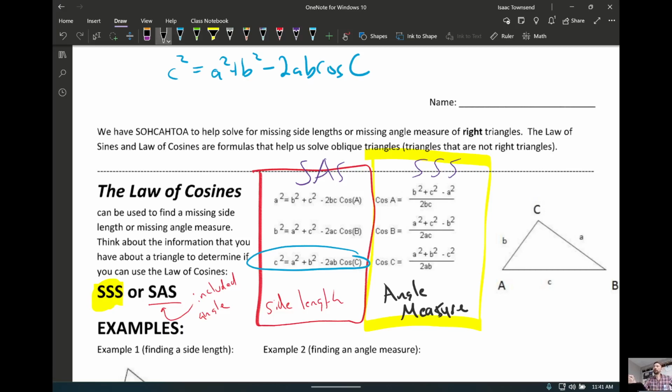What happens, and why I want to focus on this one for just a second, when it is a right triangle and this angle is 90 degrees, what is the cosine at 90 degrees? The cosine of 90 degrees is 0. So if it's a right angle, all of this goes away and you're left with Pythagorean theorem anyway. So it's like a more complicated but also more versatile Pythagorean theorem.